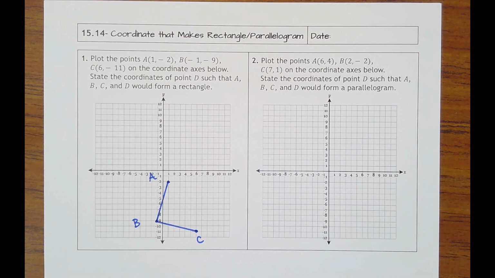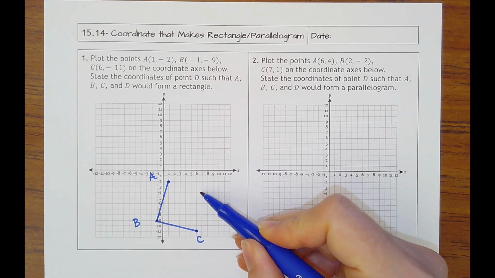Lesson 15.14, a coordinate that makes a rectangle or a parallelogram. Number 1 says plot the points A, B, and C on the coordinate axes below, and then we're going to try to state the coordinates of D such that A, B, C, and D would make a rectangle. So I went ahead and plotted the points. That allows you to see that D should be somewhere in here.